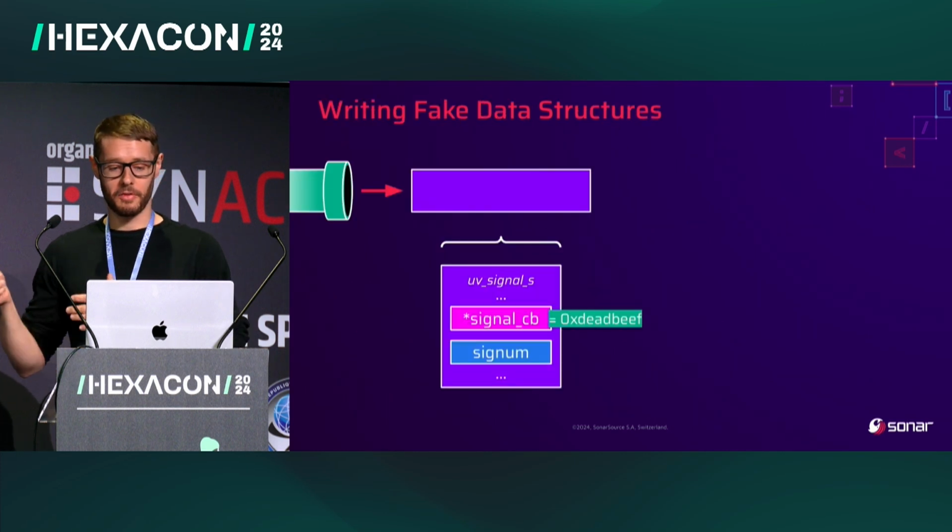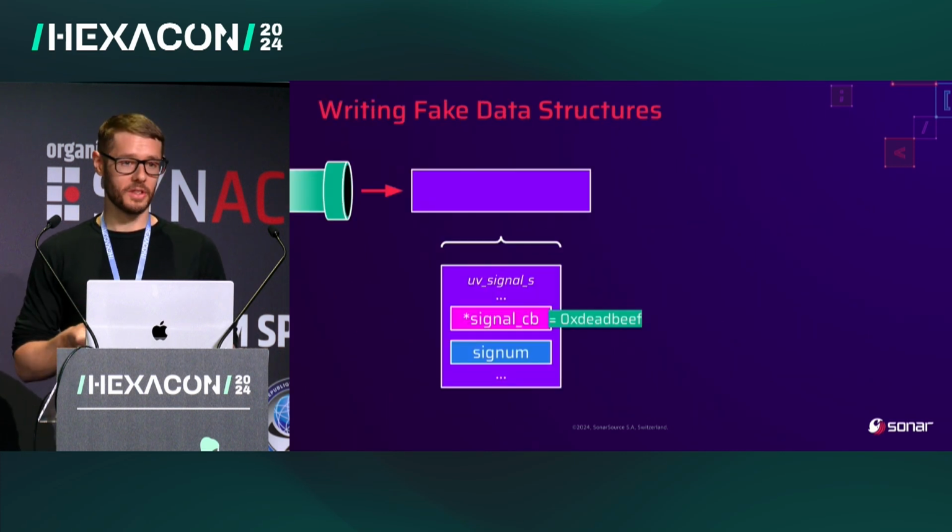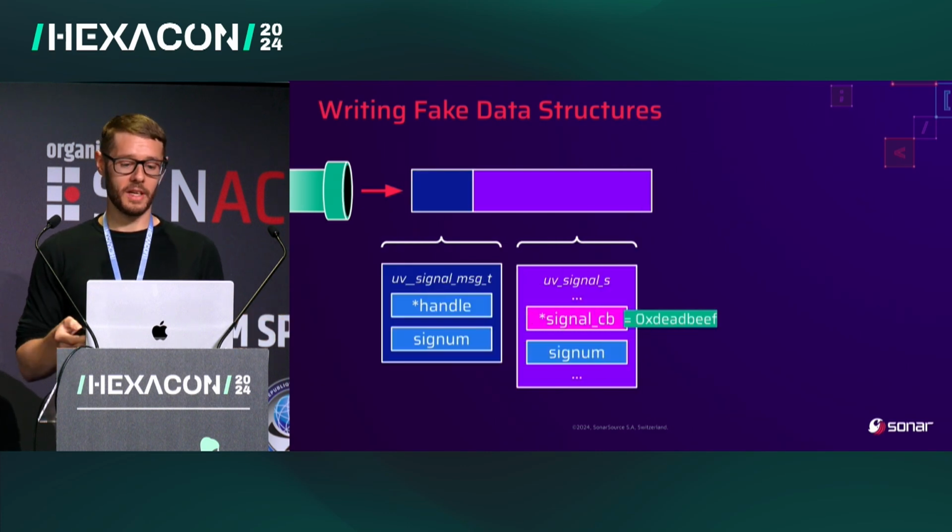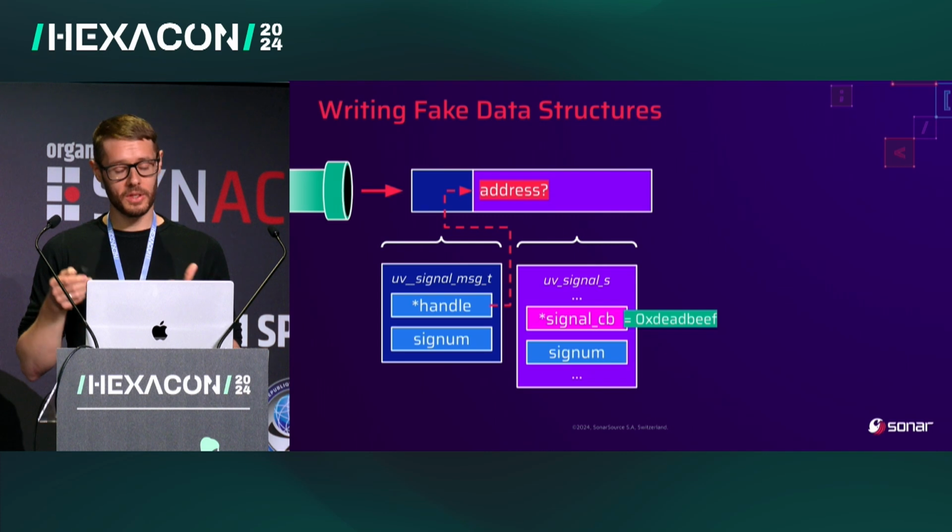We can easily write a fake signal data structure to the pipe and set the signal CB function pointer to an arbitrary address. We can also write a fake signal message data structure to the pipe. The buffer we can write to is actually quite huge. However, we need to set the handle pointer to the address of the signal data structure. And well, we just don't know this address.